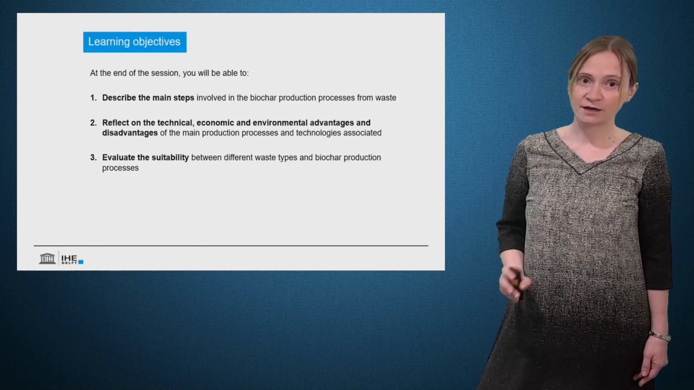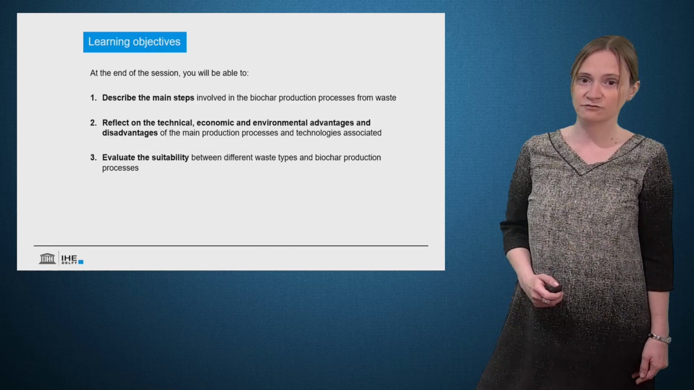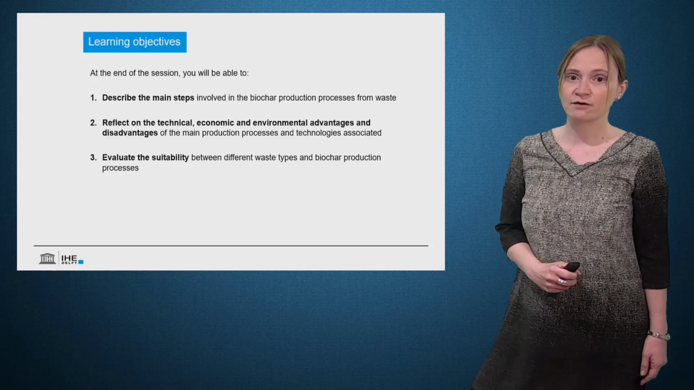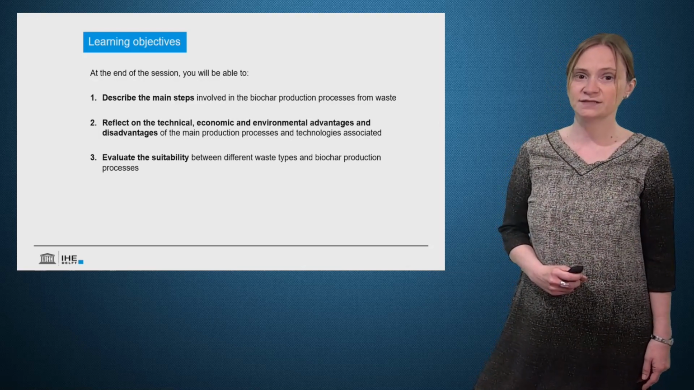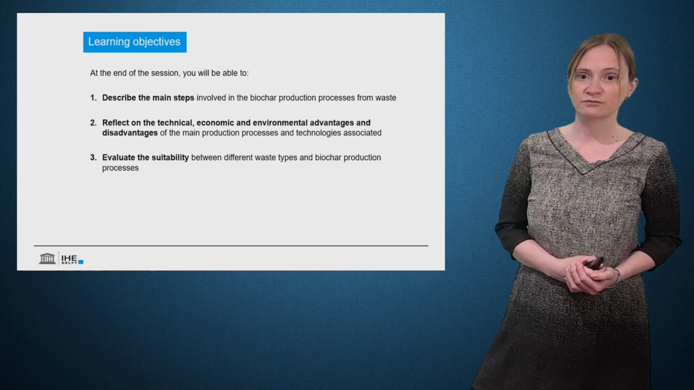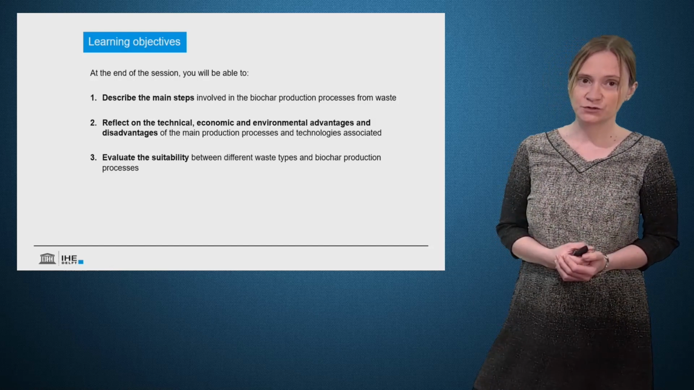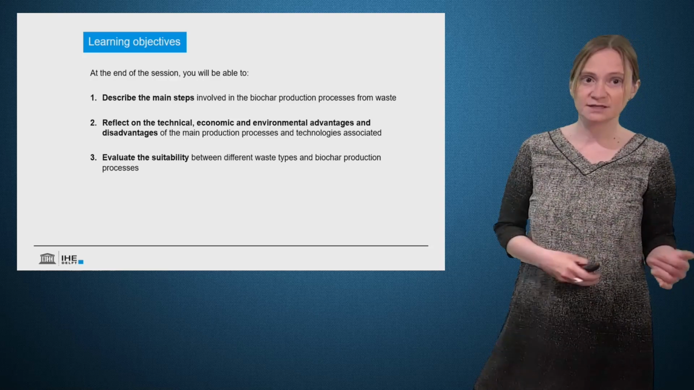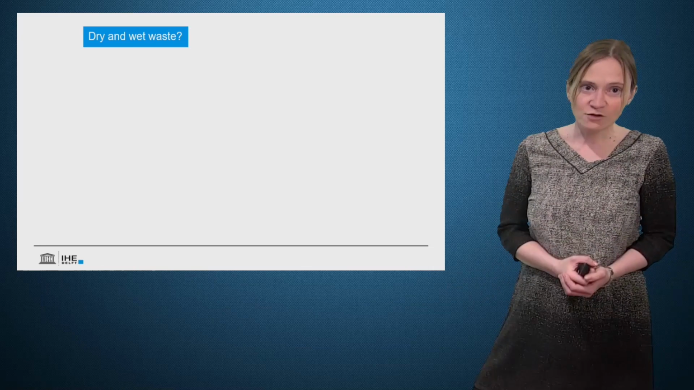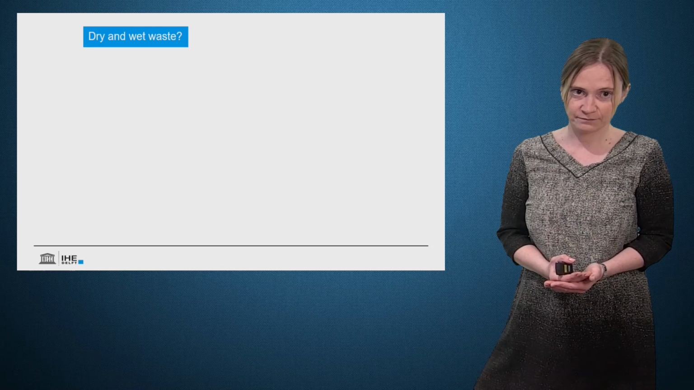And today, I hope that at the end of my talk, you will be able to describe the main steps involved in the biochar production processes from waste, reflect on the technical, economic and environmental advantages and disadvantages of the main production processes and technologies associated, and lastly, evaluate the suitability between different waste types and biochar production processes. How to evaluate the suitability of one material with a conversion process.